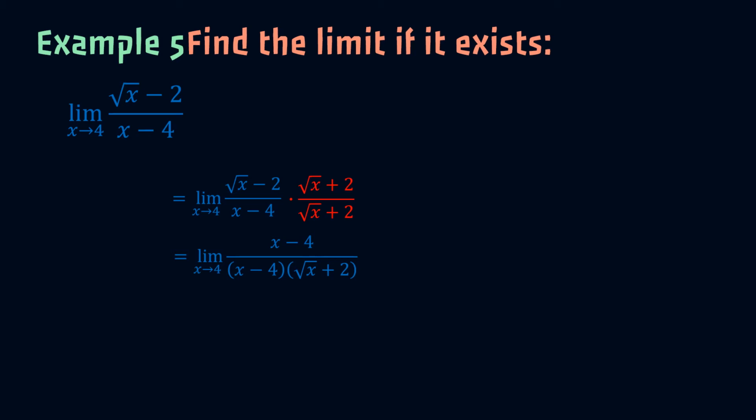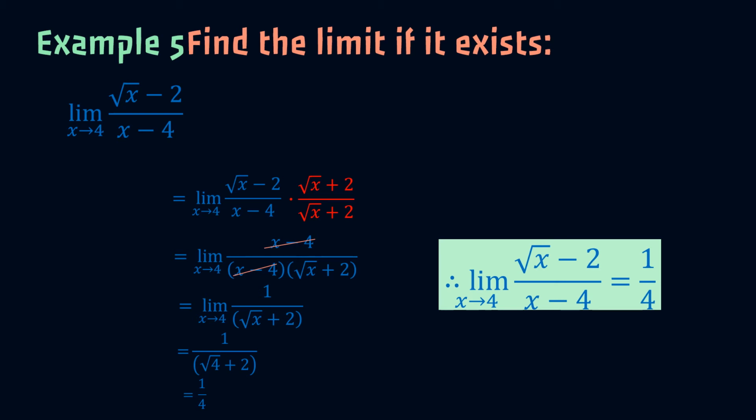At this point I can cancel the factors x minus 4 and x minus 4, and this equals the limit as x gets close to 4 of 1 over (square root of x plus 2). Now I can substitute. Once I cancel factors in common, I can replace x by 4, and I won't get a 0 in the denominator. So this equals 1 over (square root of 4 plus 2). The square root of 4 is 2, so 1 over (2 plus 2) equals 1/4. Therefore, the limit as x gets close to 4 of (square root of x minus 2) over (x minus 4) exists, and it equals 1/4.